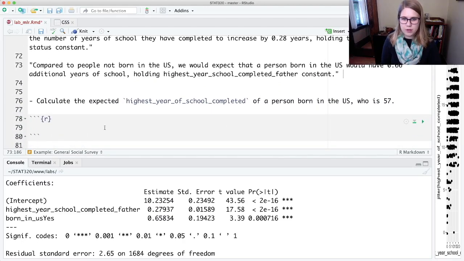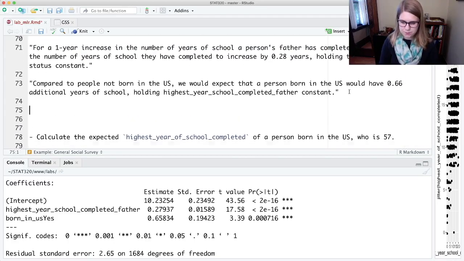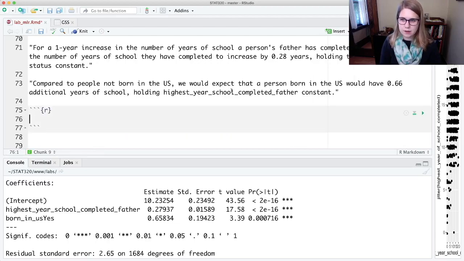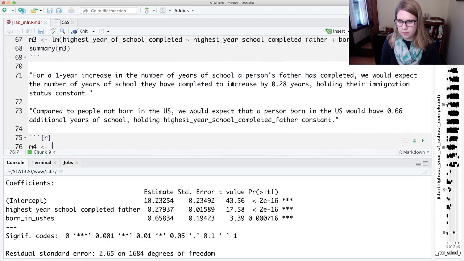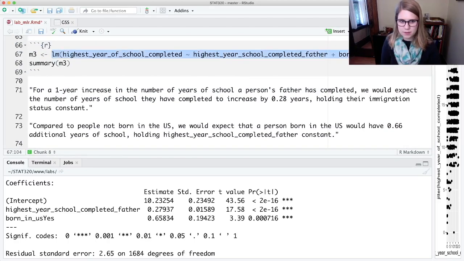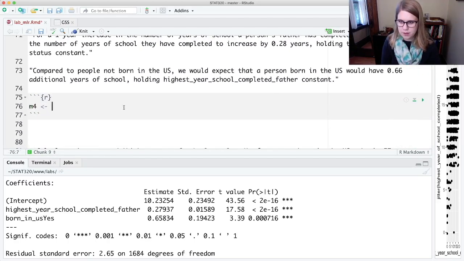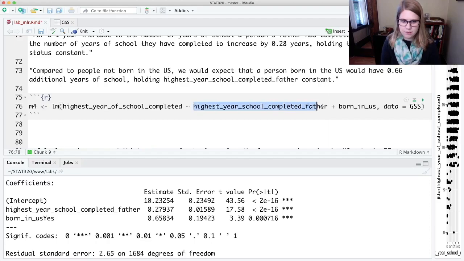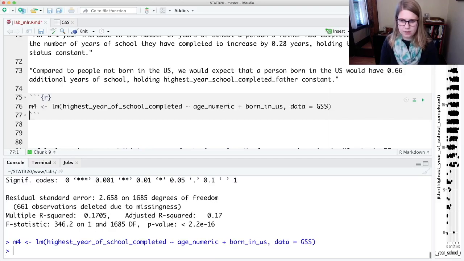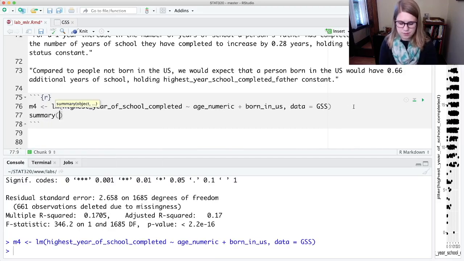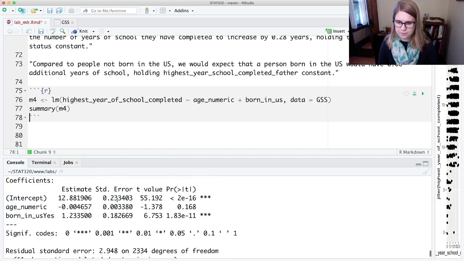And now we could do a prediction. Oh, I guess I did want you to use the age. Let's make that model then too. So I'll stick in this. Let's call that M4, and I'll use age instead as my predictor. So copy this. Instead of that, we're going to do age numeric. And then let's look at the summary of that model.